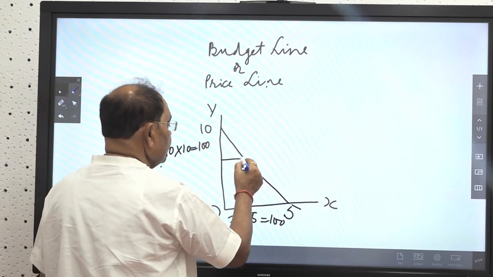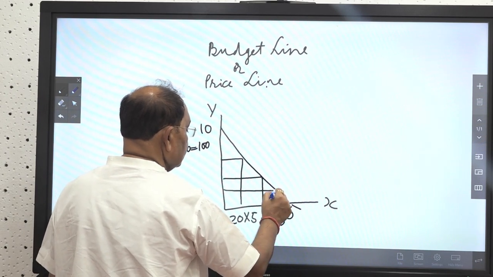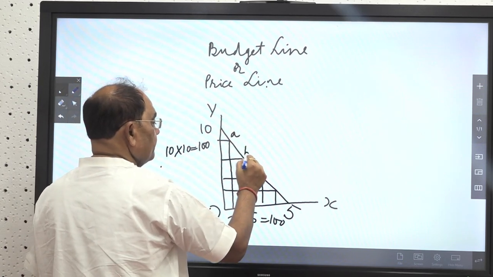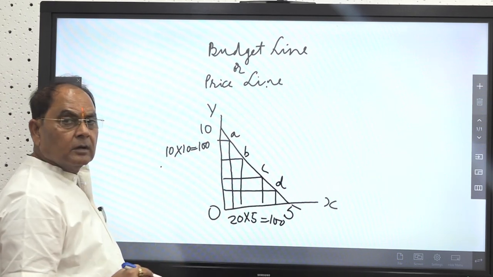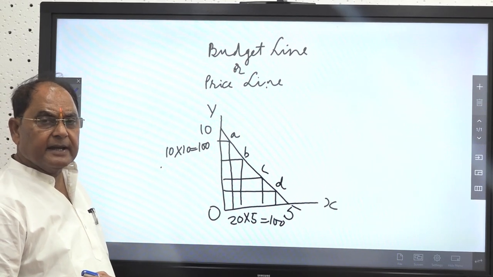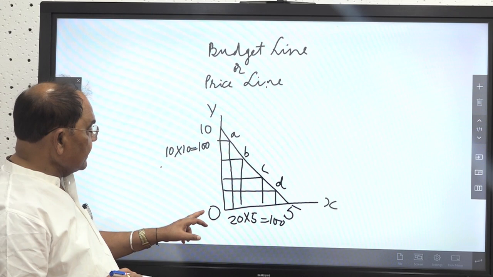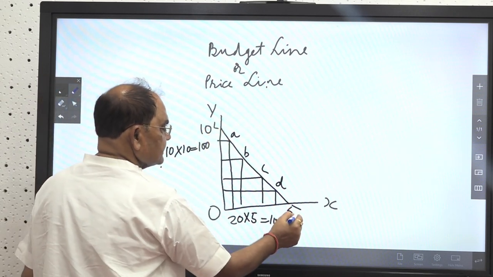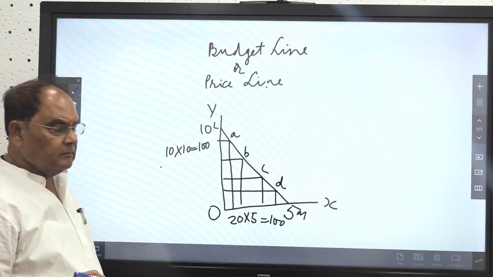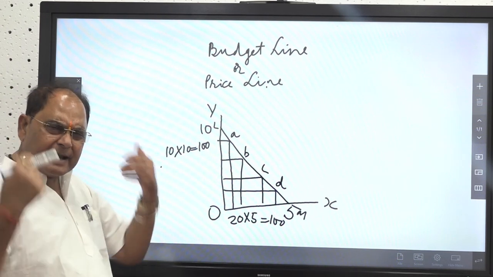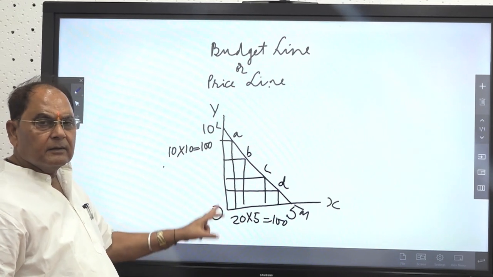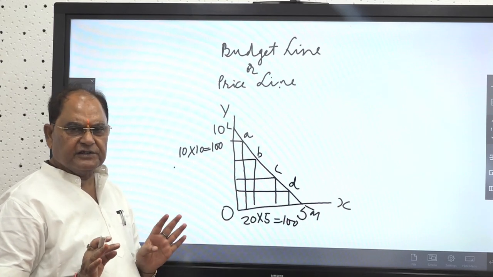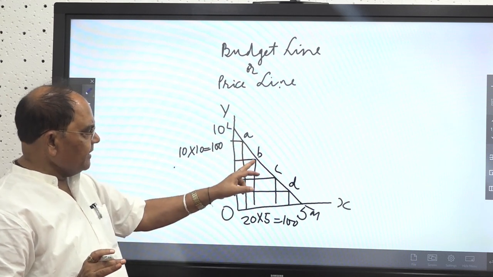In between, there are various combinations. These are also available to that individual depending upon the preference of the individual. These are the combinations, say A, B, C, and D. These are the different combinations that can be purchased by an individual. So, an individual can either purchase this much of quantity, say L, this is M, LM is the budget line, and an individual can spend entire money on Y, OL can be purchased. If entire money is spent on X, OM quantity can be purchased. But in between, there are various options, say A, B, C, and D.